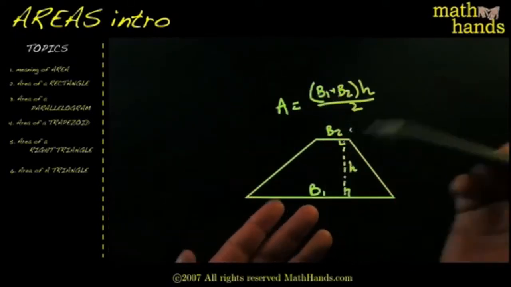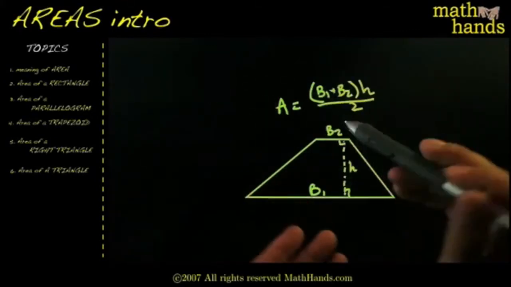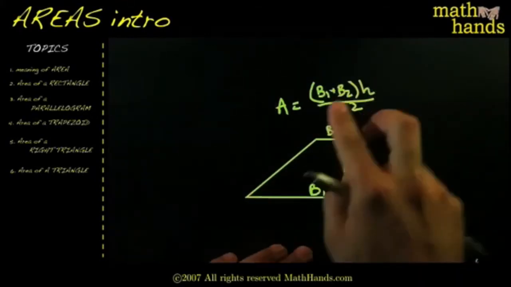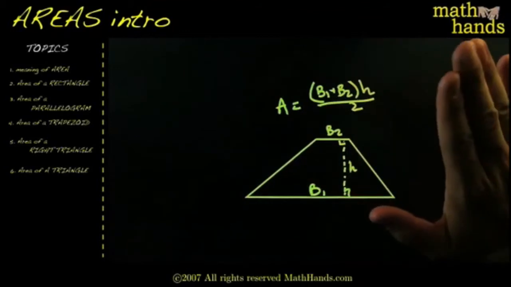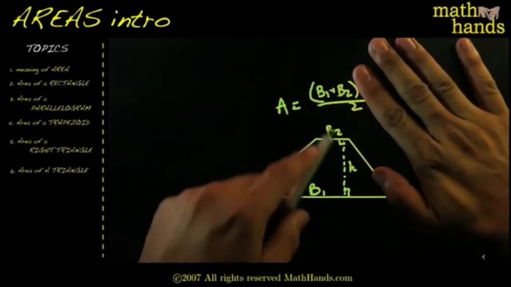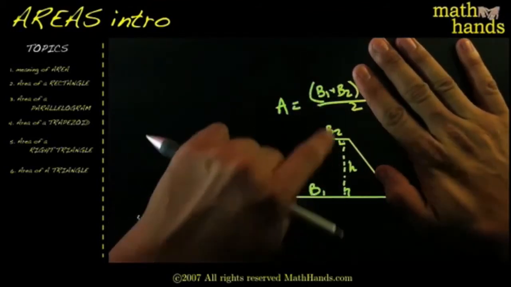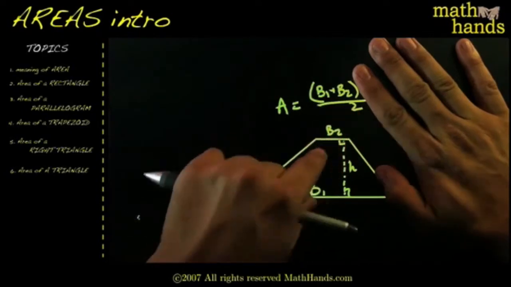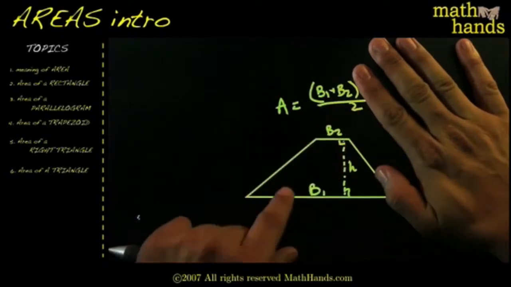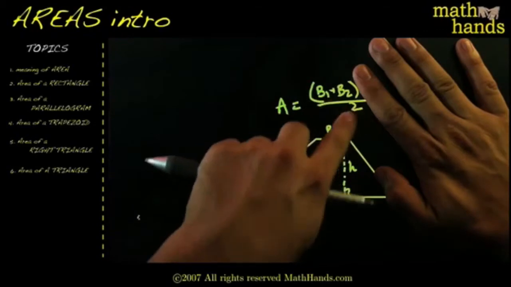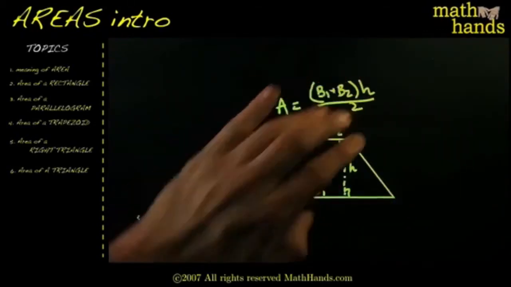And I'll try to interpret it a different way. Another way to interpret it is that you take the average of the bases. If you just cover the h here, the B1 plus the B2, that would be the sum of these divided by 2. That gives you the average of the bases. So you could think about it this way: the area is the average of the bases times the height.